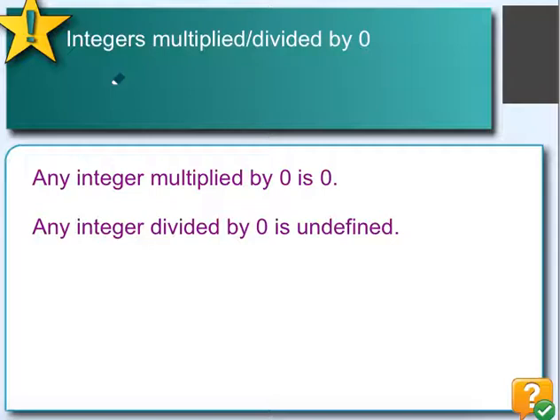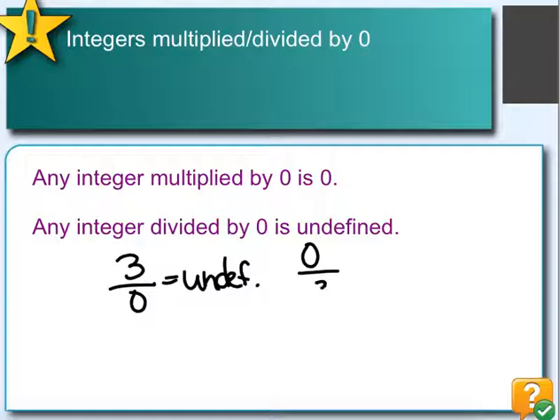So, now if we are looking at dividing or multiplying by 0, we know that any number times 0 is 0. But any integer divided by 0 is undefined. So, some examples of this, we could say, well, what if I had 3 divided by 0? Well, what we're saying here, that is undefined. But if I had 0 divided by 3, we would say that's just 0.